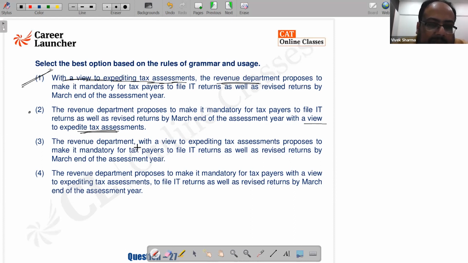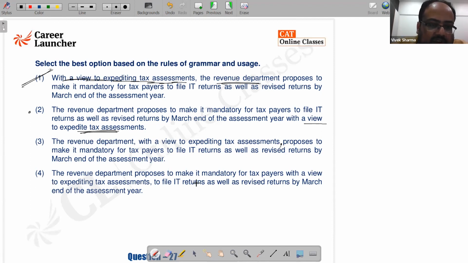Option 3 says the revenue department, comma, with a view to expediting tax assessments. Ideally, there should have been a comma here for it to make sense. Because if I put a comma here, then yes, this refers to the revenue department. And the rest of it, I guess, is the same as in the first sentence. But logically, there should have been a comma over here.